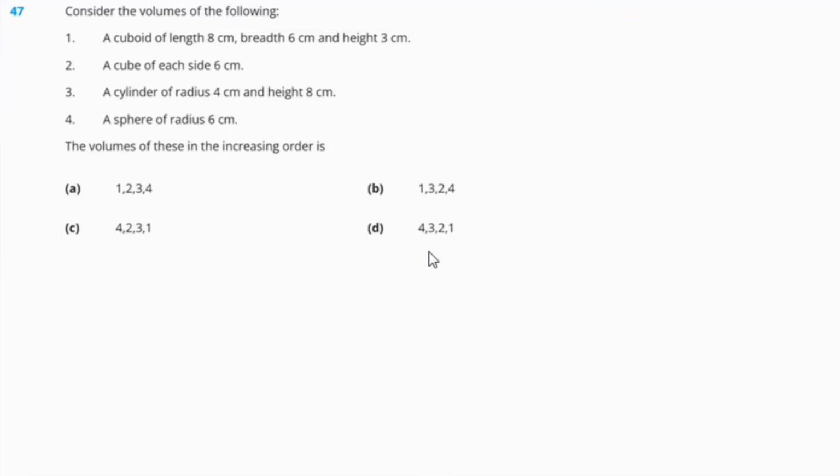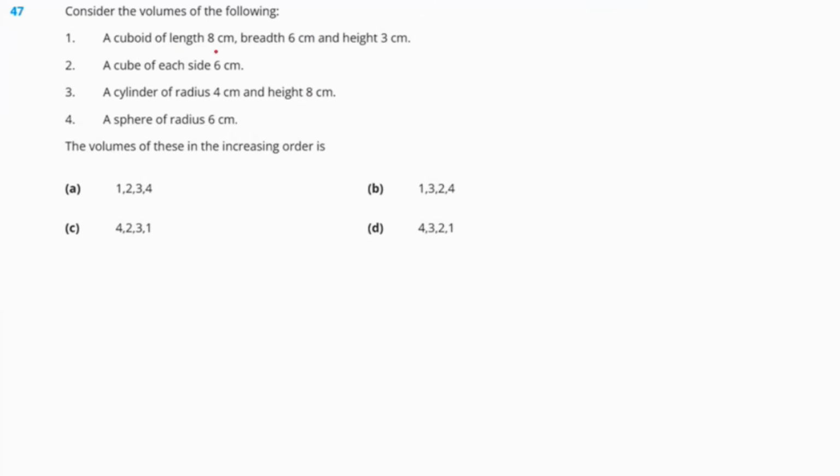Next, consider the volume of the following. A cuboid of length 8 centimeter, breadth 6 centimeter, and height 3 centimeter. A cube of each side 6 centimeter, a cylinder of radius 4 centimeter and height 8 centimeter, a sphere of radius 6 centimeter. The volume of these in increasing order is: we need to figure out their volumes and arrange them in increasing order.